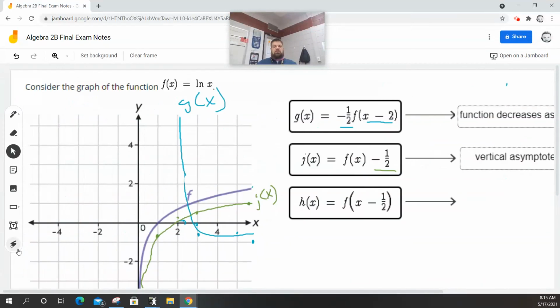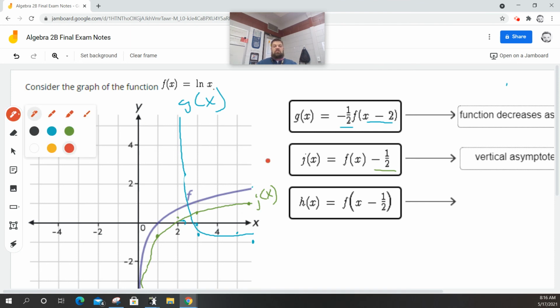So the vertical asymptote means it's never going to cross this fence. So if you look at g of x, the vertical asymptote is at x equals 2. But if you look at j of x in green, it's never going to cross the y-axis, and neither is f of x, okay? Now h of x is a different thing.